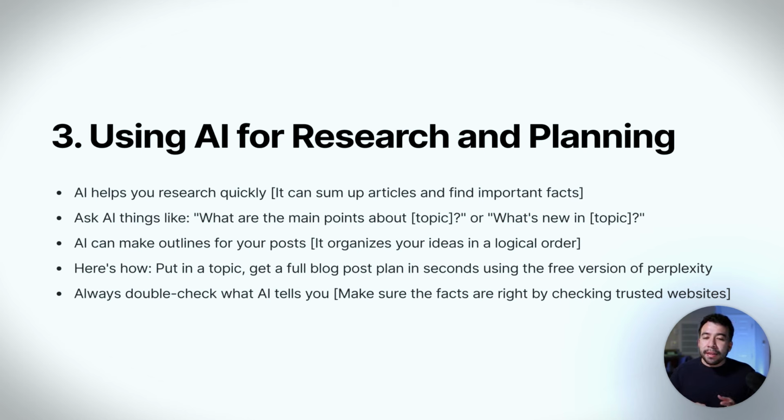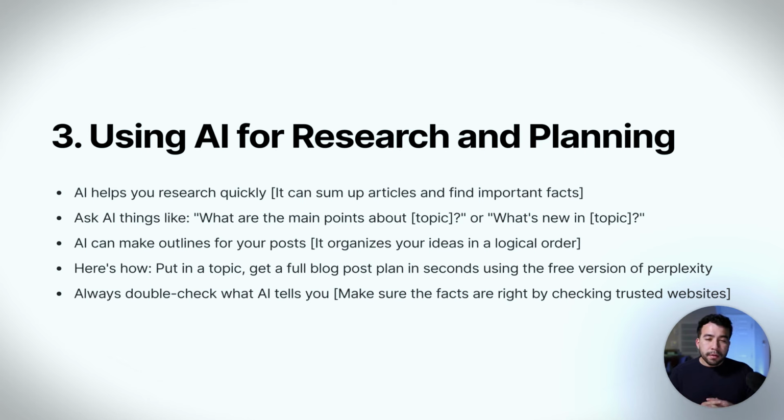So ask AI things like, what are the main points about a topic in 2024, or in May 2024, June 2024, whatever the date is. Or you can also just say, what's new or what's happening in this industry, and then see if it comes up with any data for you that you can use for your content. Also, AI can be used to make outlines for each of your posts. It can help you organize your ideas in a logical order. And if you're writing about medical content, you can use AI to help you with that specific process.